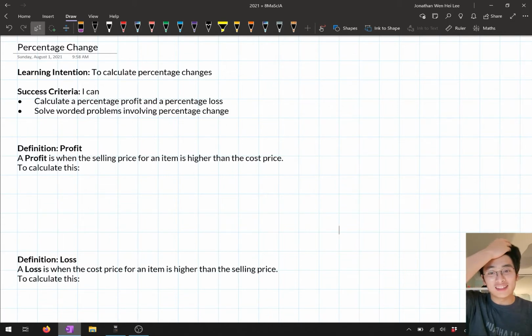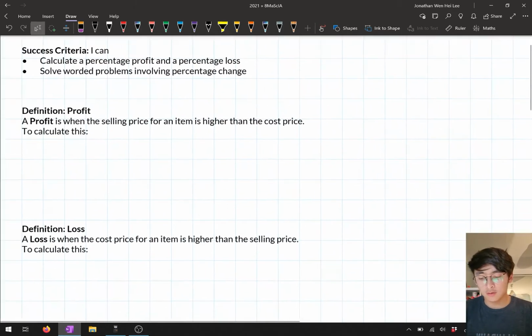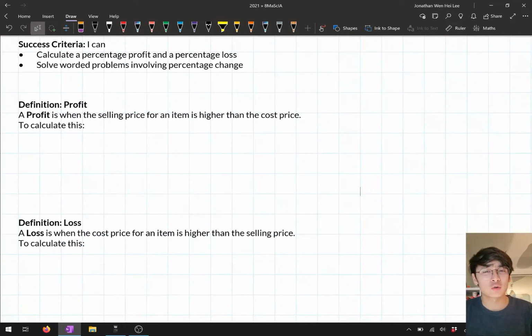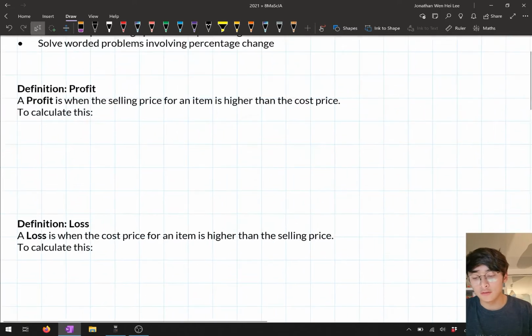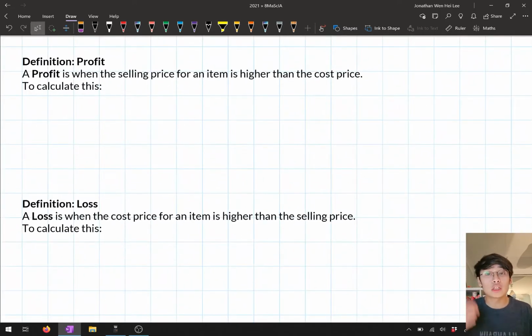So let's have a look at these questions. Firstly, what we're going to be talking about is just two quick definitions I introduced to you earlier in this topic. The first one is a profit. A profit is when you sell something and the selling price of an item is higher than its cost price. So we're imagining a company and it costs them a certain amount of money to make an item. If they sell the item at a higher price, they make a profit.